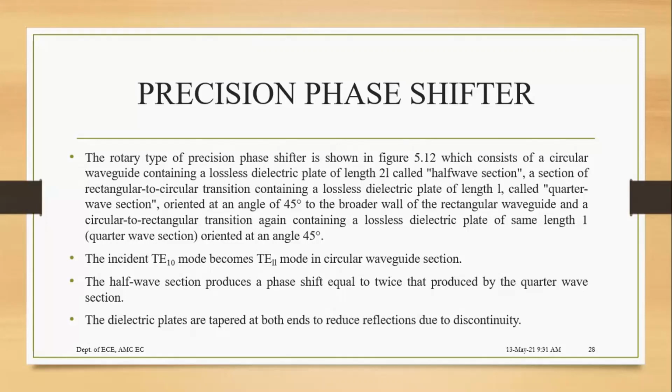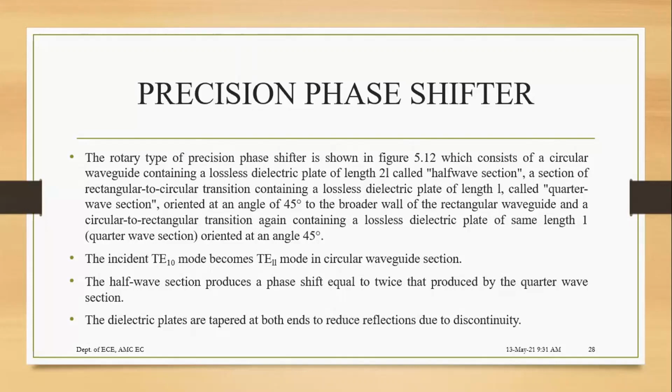Whereas the quarter wave section can again have a lossless dielectric plate of length L, which is oriented at an angle 45 degree. In the half wave section, you can rotate over 360 degree between your circular and rectangular waveguide. When you consider the half wave section, this can be rotated 360 degree between the two sections. The two sections are nothing but the circular as well as your rectangular waveguide transition, having your dielectric plates L as well as 2L, which are kept at an angle 180 degree. One more is at 45 degree.